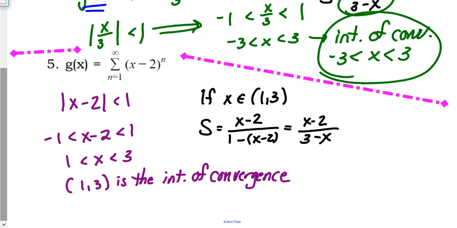All right. Then if our x value actually meets that condition, if x is from the interval of convergence. So do you know this notation? That just means is an element of, okay? So if x belongs to this interval, if x is somewhere inside of that interval, then my sum is going to be my first term over 1 minus r. Clean that up a little, and you get the expression I have there in black, x minus 2 over 3 minus x.